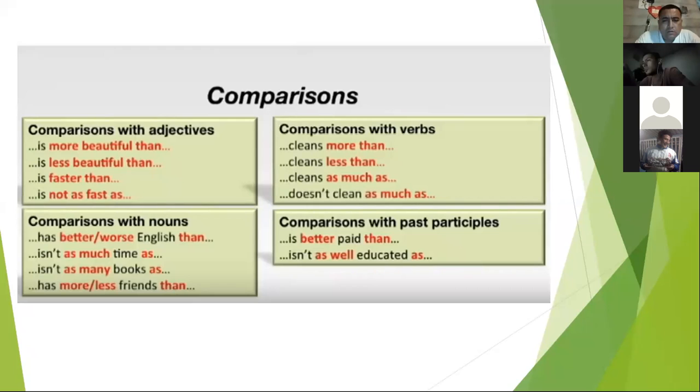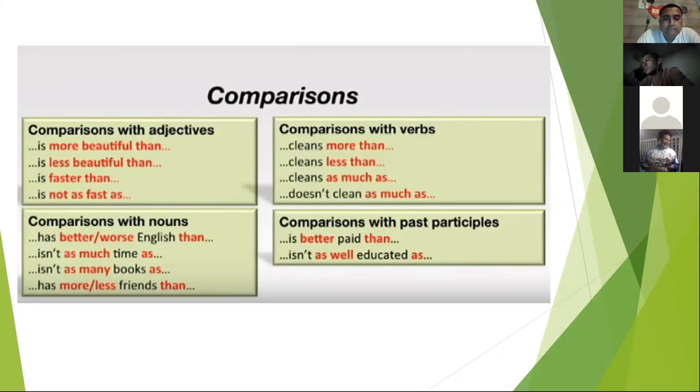So here again, we use the past participle of the verbs in between, just like the adjectives and just like the nouns. Okay? So again, in this case, guys, past participles, remember those verb lists that you know about: simple present, simple past, and past participle? Those are the ones that we need to use right now.